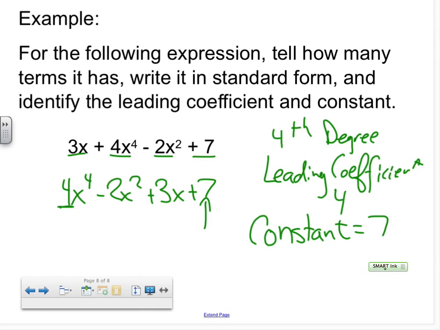All right, so in conclusion, we need to know what is a leading coefficient. How do you tell the difference between terms? What's a constant? How do you tell degree? And what are the different types of polynomials?